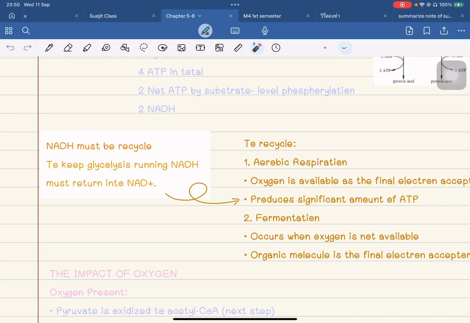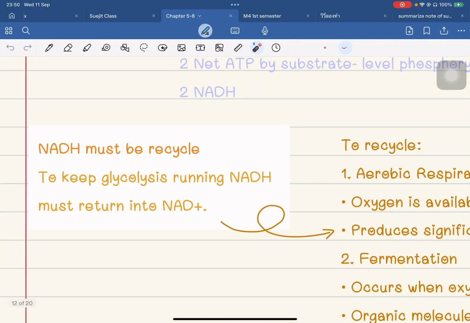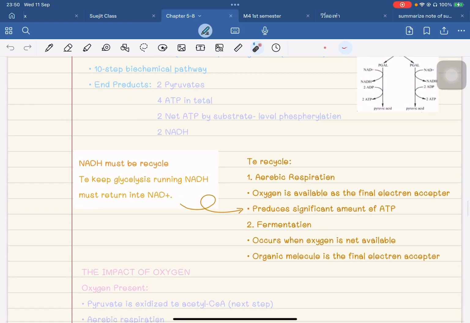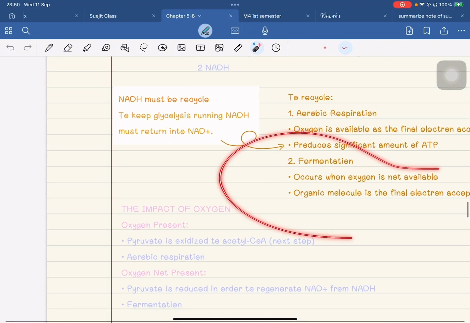If you guys are wondering why the NADH must be recycled, it's to keep glycolysis running, because the NADH must return into NAD plus. And to recycle, we have two ways, which are aerobic respiration and fermentation. We're going to learn about fermentation later.